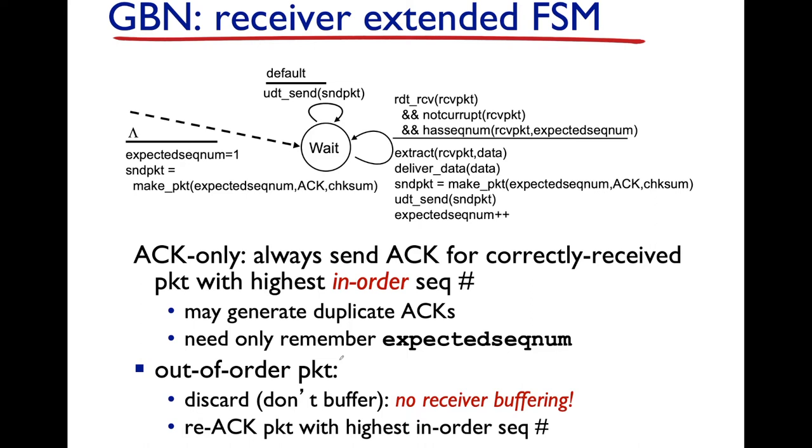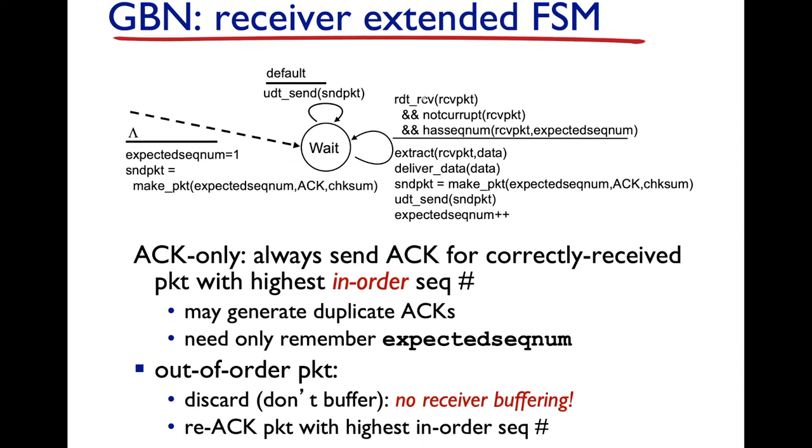So let's look at the receiver behavior for Go-Back-N. And so we have our start state, and what we start out with, there's no action, no event, it just starts in the start state, and you set your expected sequence number to one, and then you create your ACK for your next expected sequence number. Okay, so then the default behavior is to go ahead and send this ACK. And so if you don't get what you're expecting, you're saying, nope, I said this expected sequence number.